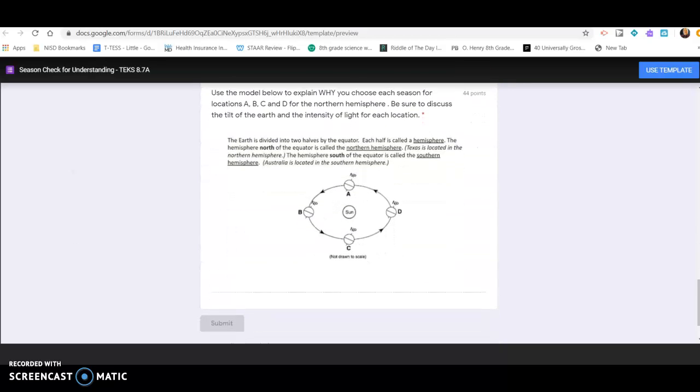So it's weighted a little more heavily, and the reason is that you have to explain why you chose each season for location A, B, C, and D for the northern hemisphere. Be sure to discuss the tilt of the Earth and the intensity of light for each location. Again, you can find all of this information in the oral lecture, in the visual aids, and in the notes. So there are at least three or four different sources where you should be able to find this information. I'm especially looking for you to make a very clear reasoning and explanation as to why you chose each season.